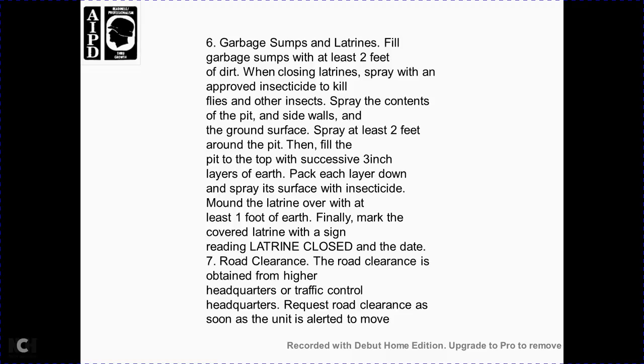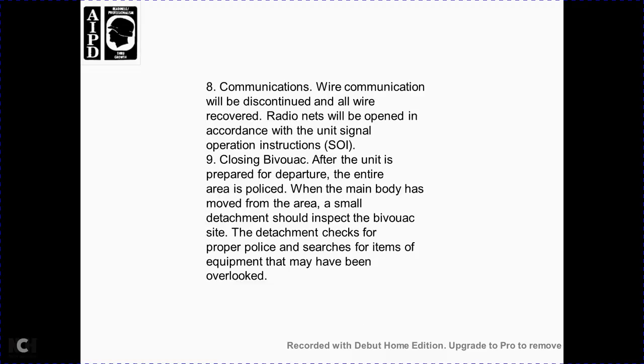Road clearance. The road clearance is obtained from the higher headquarters' traffic control. The headquarters requests road clearance as soon as the unit is alerted to move. Communications. Wire communication: discontinue all wire and recover it. The radio nets will be opened in accordance with the unit signal operation instructions.